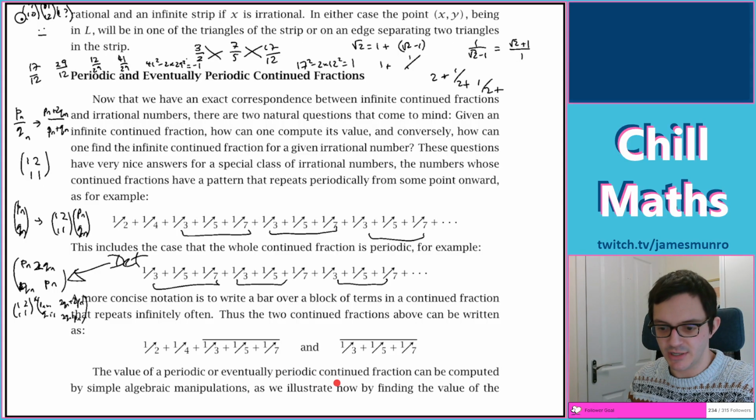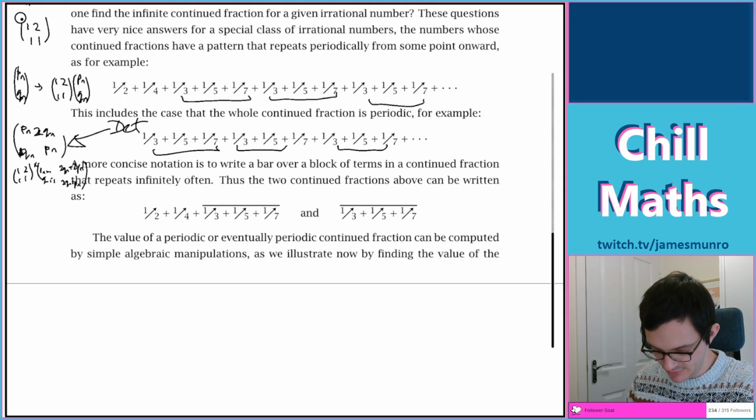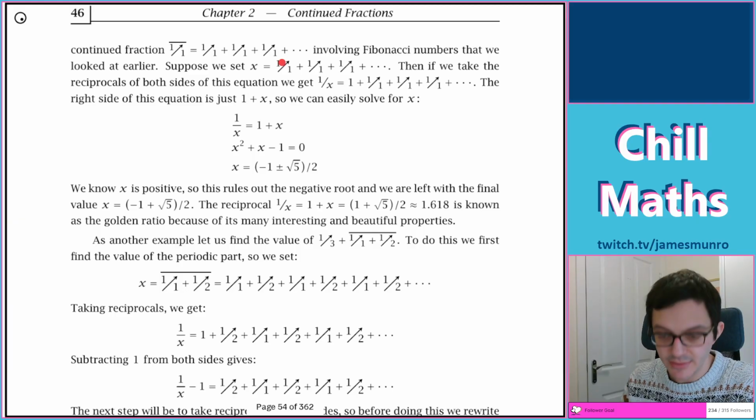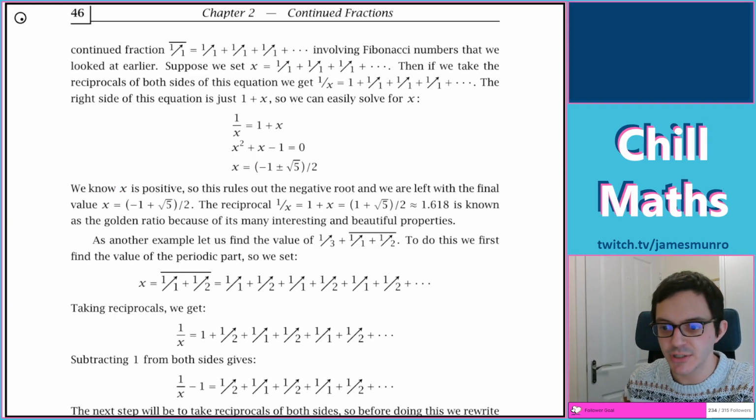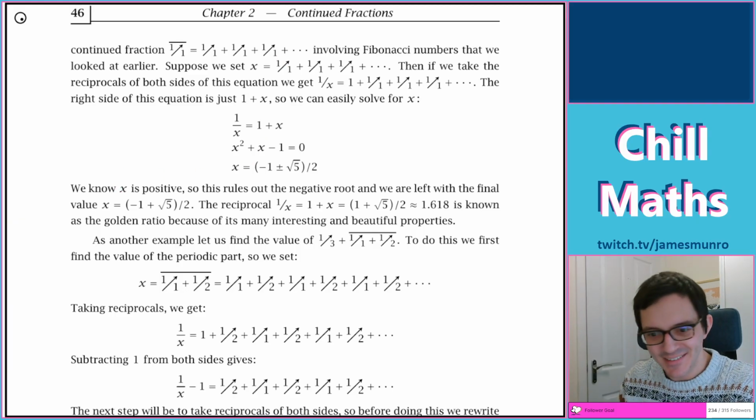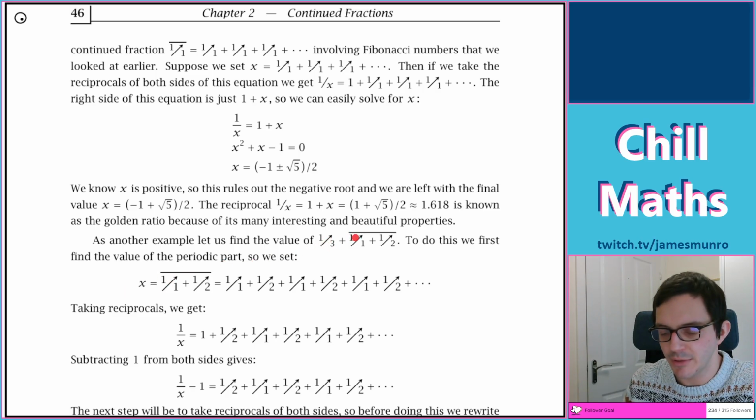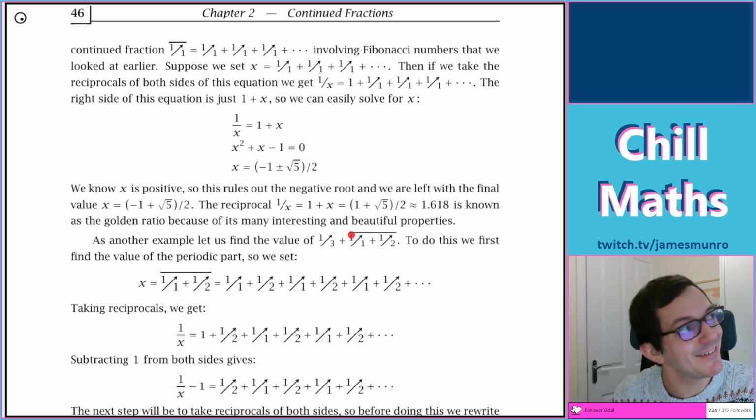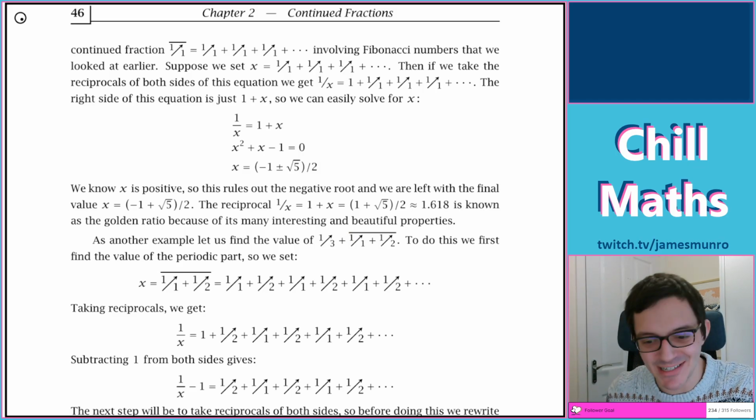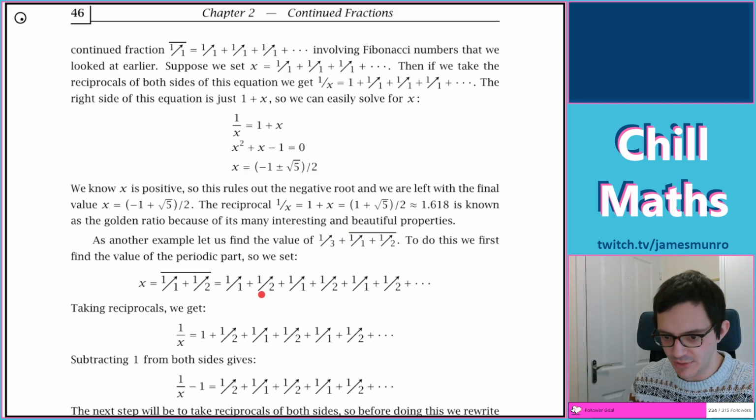Simple algebraic manipulations, as we now illustrate by finding the value of this continued fraction. Oh, Fibonacci, here we go, quadratic equation, good. Fibonacci is back on stream. Yeah, we know it's positive, good. What about this one, with a 3 at the front as well? So we want the repeating part, which is some number on the end. We can evaluate the tail for a repeating one because we have some rule. So this is going to repeat. There's an x. All of this bit is also equal to x.